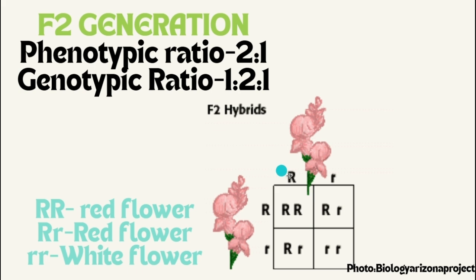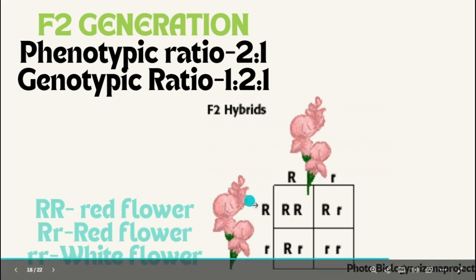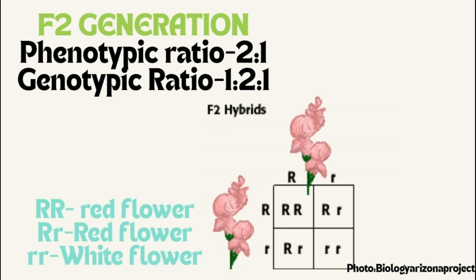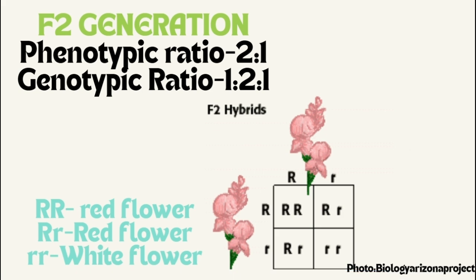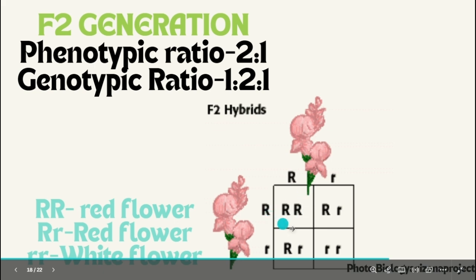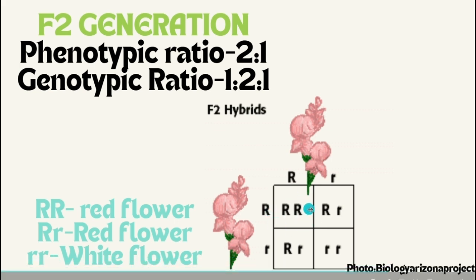Just draw four boxes, and then you put the alleles big R, little r, big R, little r, because in this situation it is a heterozygous crossing with a heterozygous. We know both heterozygous code for red flowers. So we're going to cross these two red flowers, and the first child, the first 25%, is going to be red flowers.